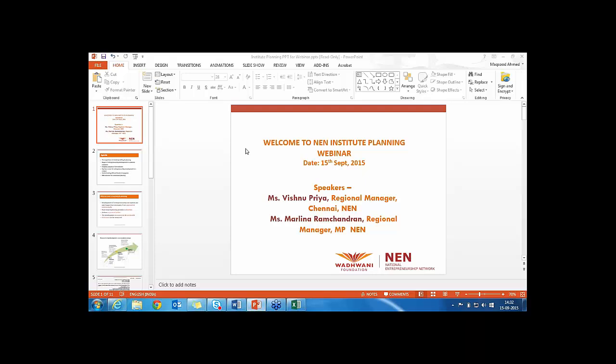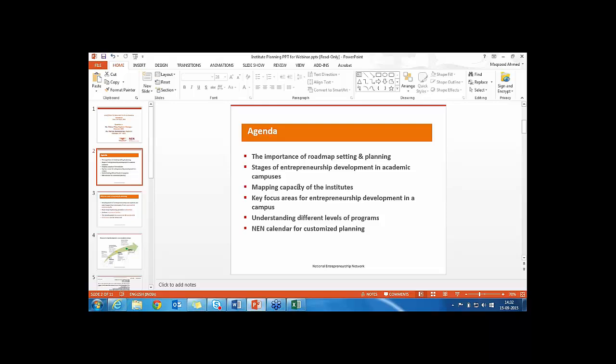So today's agenda is that we will be talking about the importance of the roadmap setting, stages of entrepreneurship development in academic campuses. We will also try to map the capacity of the institutions and understand how we map our own capacities. Then we will discuss the key focus areas of entrepreneurship development in a campus and understanding different levels of programs. And last but not the least will be the NEN calendar, which will be shared. That will help you to do your customized planning after the webinar is over. So now over to you, Marlena.